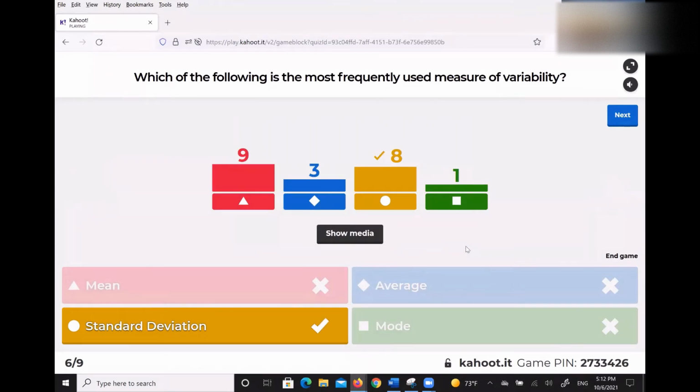Right, so the answer is that the standard deviation is the most frequently used measure of variability. This means how far each data value is away from the mean, from the center of a data set. That's what is meant by the standard deviation. Or how far the data values are away from each other. Okay, let's move on to the next one.